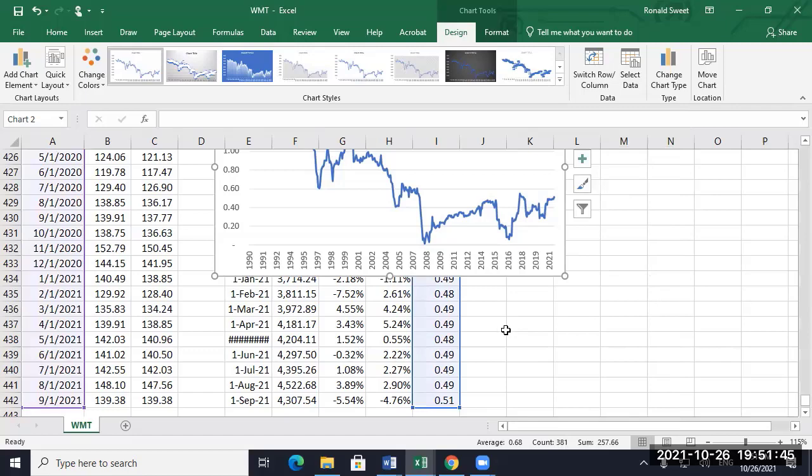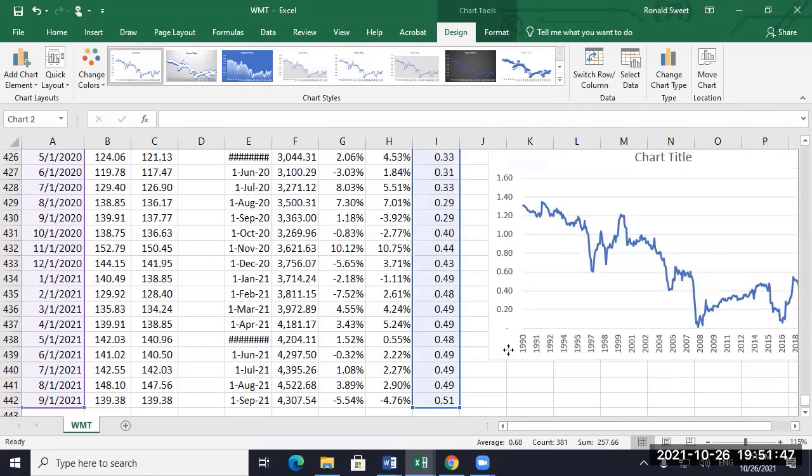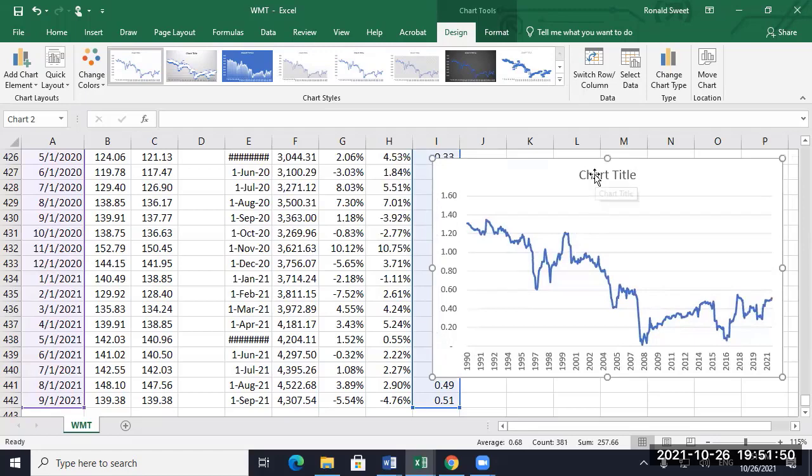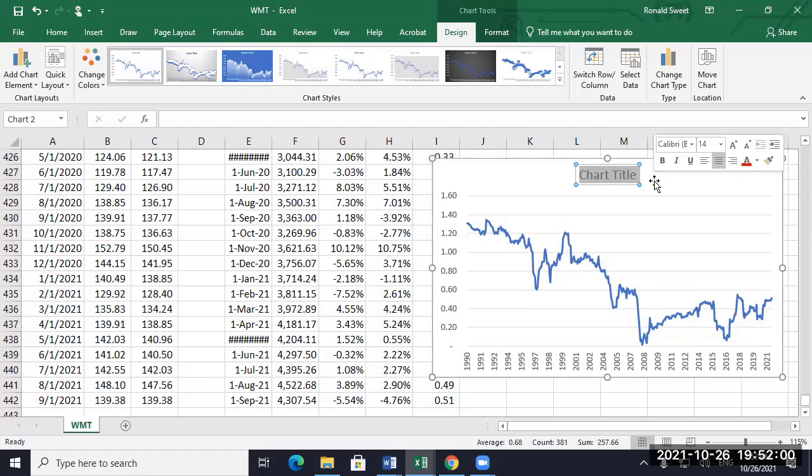What else can we put in here? Yeah, you can definitely put your axis in there, or in this case, it's obvious those are years, so the title can certainly help you. So I'm gonna do Walmart. Rolling beta. 5 years using monthly data. That's sufficient. You don't need the axis titles because it's obvious now that the axis is beta.